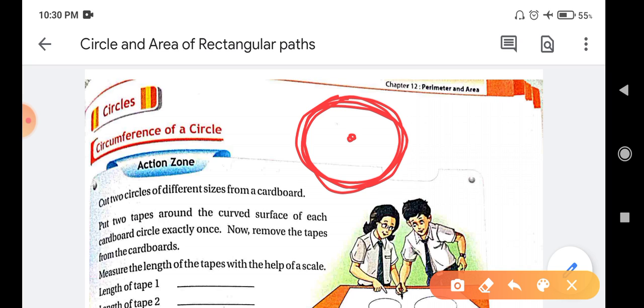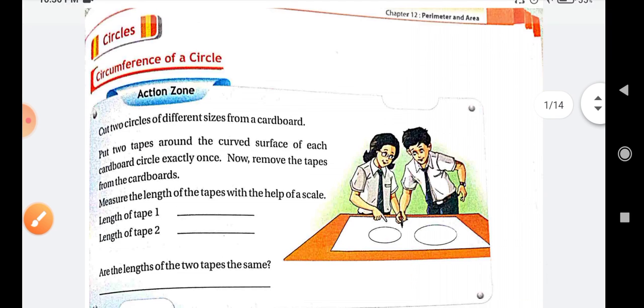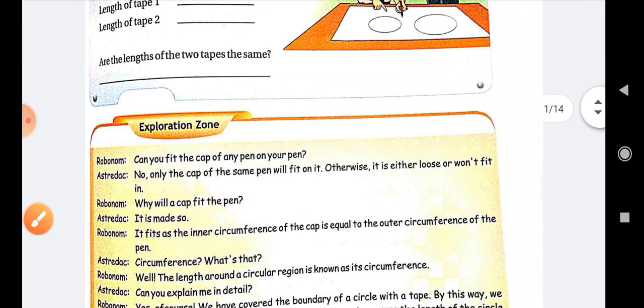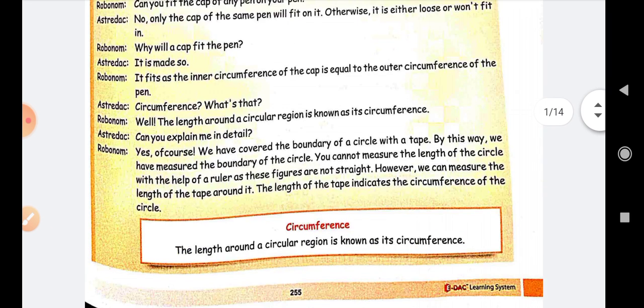If we want to find the circumference of this circle, we can use a tape. We can put the tape around the curved surface of this circle, then measure the length of the tape. That length will be the circumference of this circle. And in this topic we will discuss the formula to find the circumference of a circle.